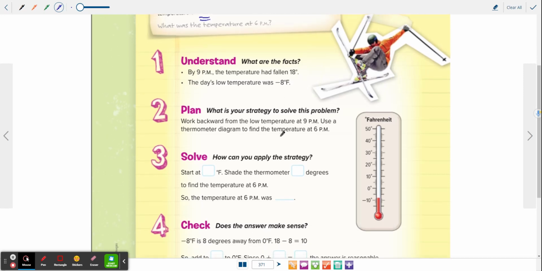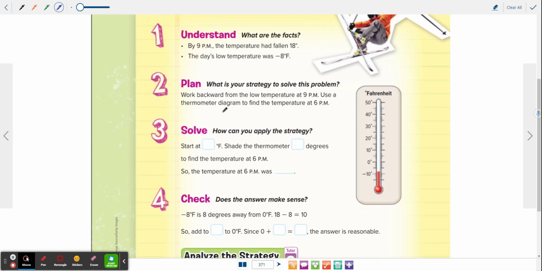We need a plan. What is the strategy to solve the problem? Well, we're going to work backwards from the low temperature at 9, and we're going to use a thermometer to help us. And we're going to work back to the warmer temperature at 6 p.m. So we're going to start with what the temperature was at 9 p.m. It was negative 8, right? So we need to write that in here. Negative 8 degrees Fahrenheit. That's what we're starting at, and that's what they have it at right here.